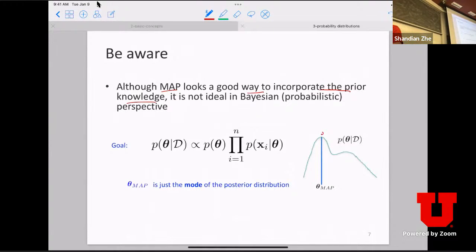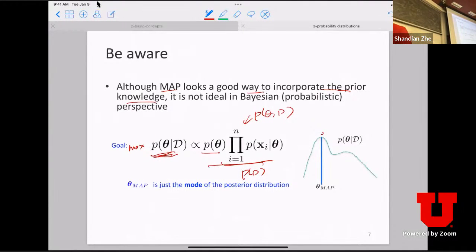First we should be aware that the prior multiplied with the likelihood is proportional to the posterior, right? If you divide this joint distribution by the marginal distribution of the data, which is constant, this is the posterior distribution. So the posterior is proportional to the prior multiplied with the likelihood. And if you're doing MAP estimation, this is essentially to maximize the posterior probability density, right?